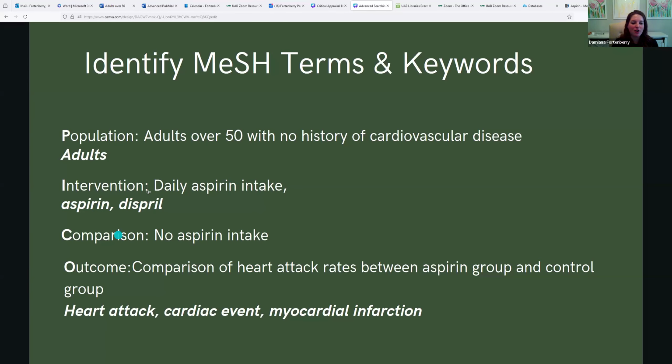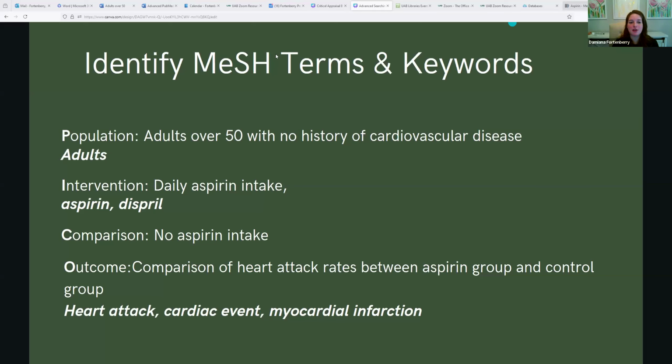Okay, so we had our question again. We've looked up aspirin and dipyridamole. I put adults, but since they've been found together, middle-aged was better. There's no comparison to put in our search. Maybe that's just part of the subheadings, the therapeutic effects. But we also have this heart attack aspect of it.